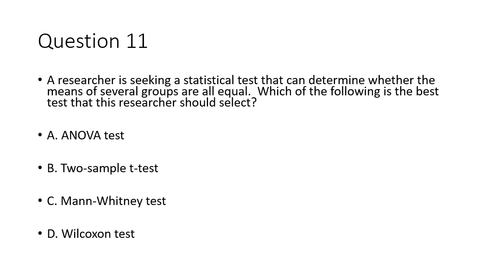B, a two-sample t-test, is used when you're comparing just two groups together. This is also known as a Student's t-test typically. So you would not want to use it for more than two groups. And then the Mann-Whitney and Wilcoxon tests are non-parametric tests. Those would be used for non-parametric data or non-normally distributed data.